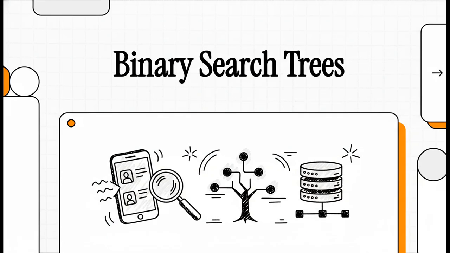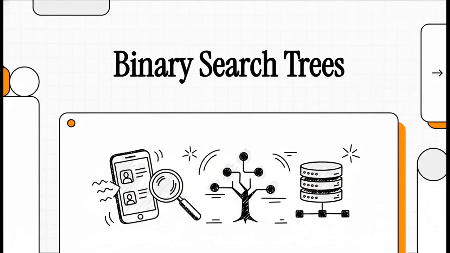In our world, speed is everything. We expect to find anything we're looking for instantly, right? But how do computers actually do that? How do they sift through millions, even billions of items so fast? Well, the secret isn't just about raw power.